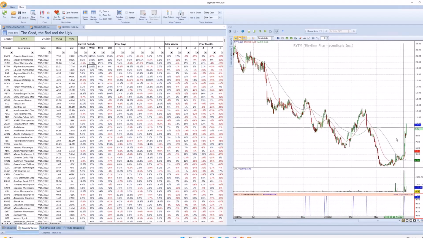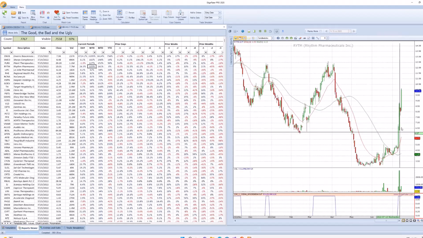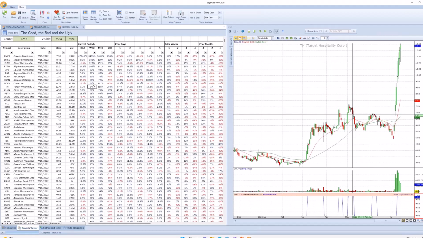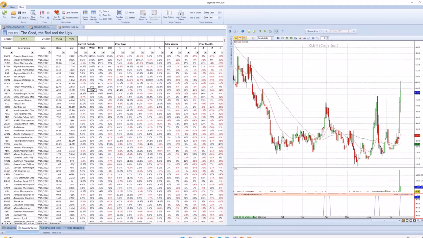So these are quite large moves, 105% here in Rhythm Pharmaceuticals. If you were watching the market during the week, day by day, this probably popped up on your list somewhere. This Target Hospitality probably popped up. That was going every day last week, very strong. You see the volume down here too. So this is a very useful template to run every day.